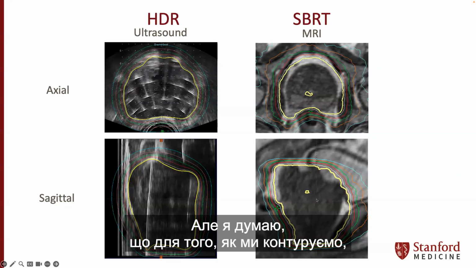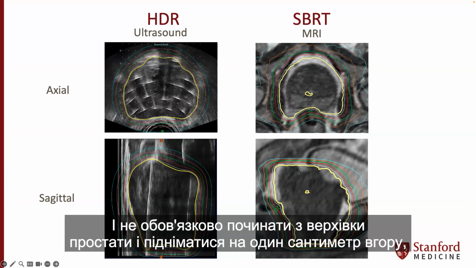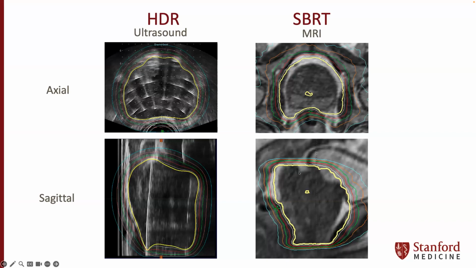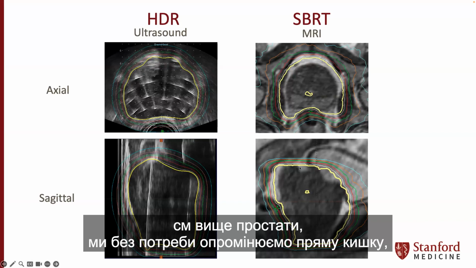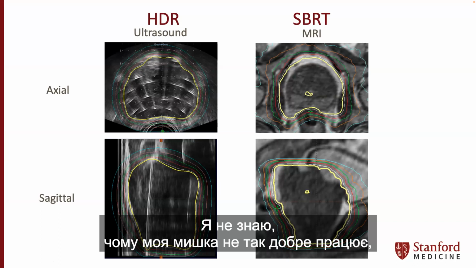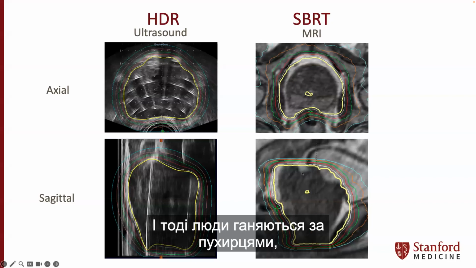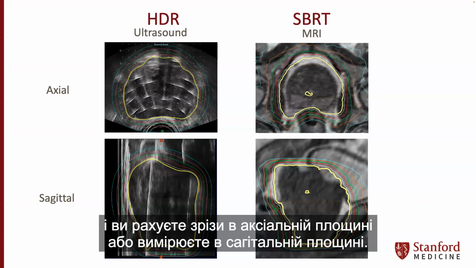But I think for the way we contour, that 1 centimeter is often included in the contouring of the base. It need not start at the top of the prostate and go 1 centimeter up and then 2 centimeters up. My concern is that dogmatically going 1 centimeter or 2 centimeters above the prostate is needlessly exposing rectum and sometimes the sigmoid, which can hang low behind the bladder in some patients. Sometimes sigmoid can be down here too. And then folks are chasing seminal vesicles because it says do 1 centimeter or 2 centimeters, and you're counting slices on the axial or measuring on the sagittal.